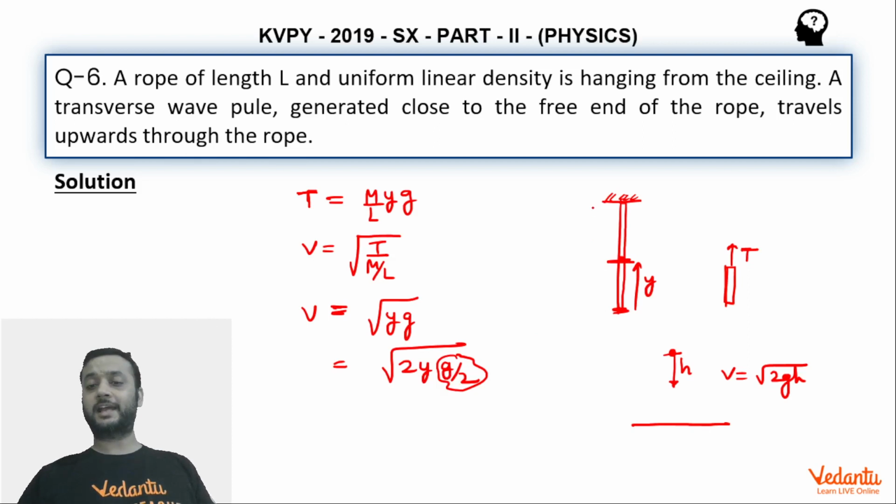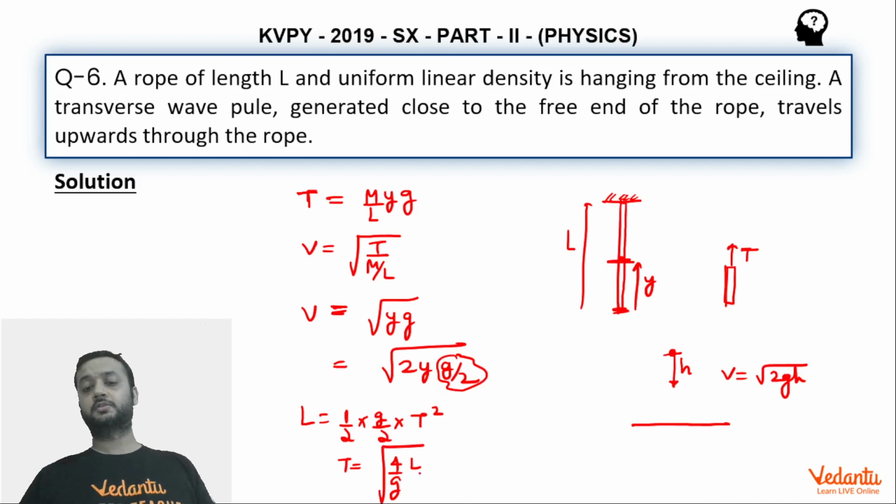So how much time is the wave going to take to travel distance L? Simply we can say that s equals ut plus half at squared. Displacement is L, initial velocity is 0, acceleration is g by 2. So L equals half into g by 2 into t squared. Here t is the time the wave is going to take in going from the bottom point to the top point. We can say that t comes out to be the square root of 4L by g. So this is the time which the wave is going to take from bottom to top.